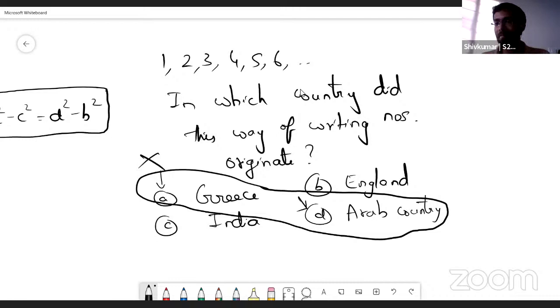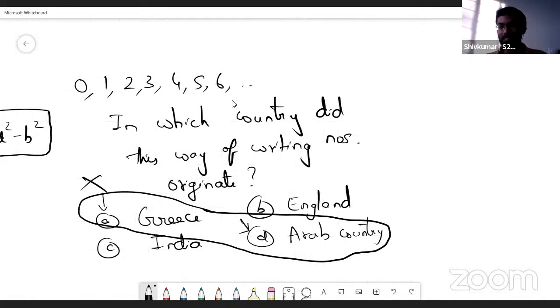It is India, right? Along with zero, this system originated in India. Zero, which country? India, correct. Please mute yourself, those who are not speaking. Sean, can you mute? Sir, zero is Roman number. So this originated in India.